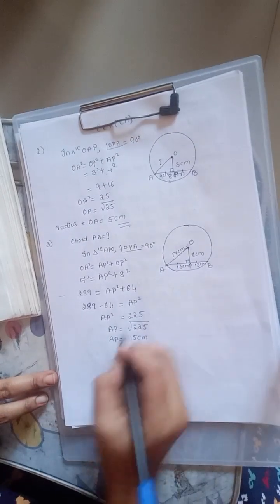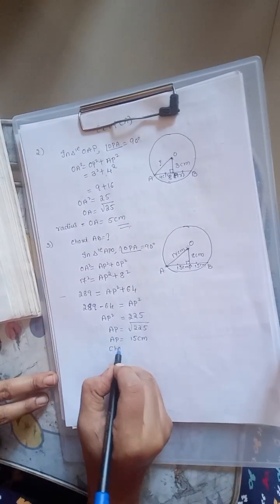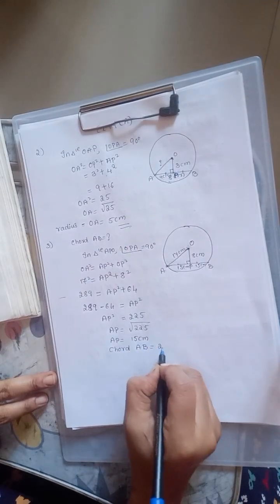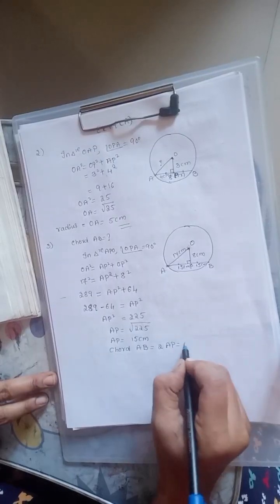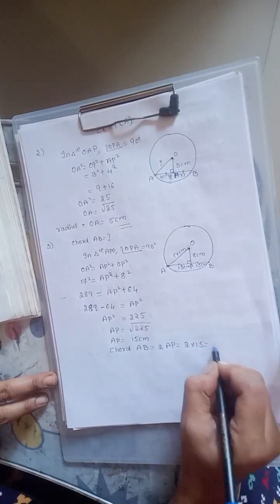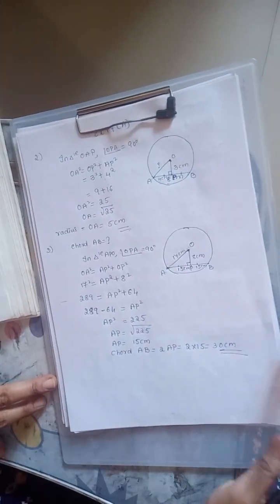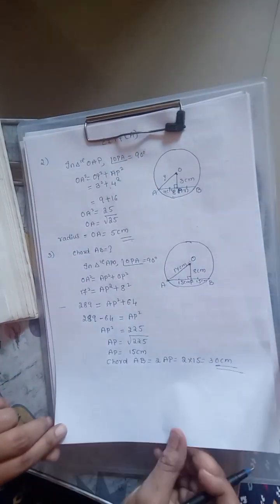Okay. Now what is the length of the chord AB? The length of the chord AB will now become twice the length of AP, that is 2 into 15, 30 centimeters. Okay, this is the length of the chord AB. Next, let's move on to the next question.